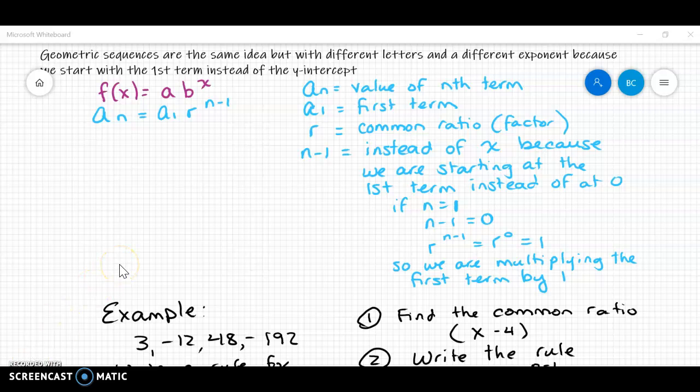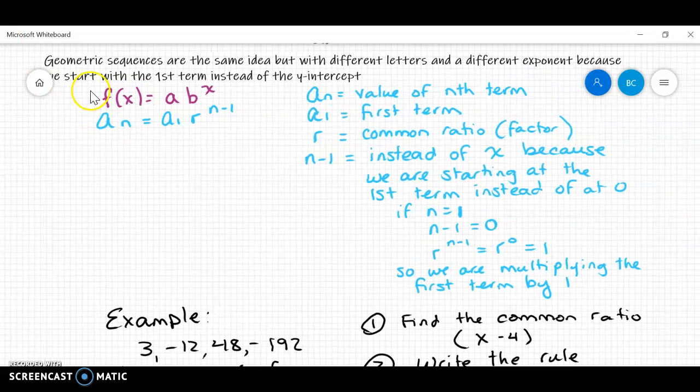This video is about geometric sequences, and as we've touched on in our overview of exponential functions, geometric sequences are the same idea as an exponential function, but we use different letters and a different exponent because we start with the first term instead of the y-intercept. So just a quick highlight of the basic exponential function.